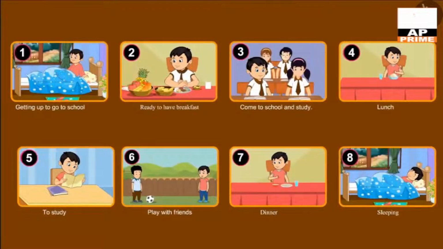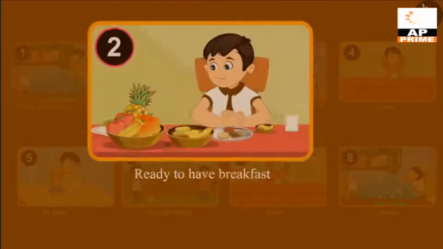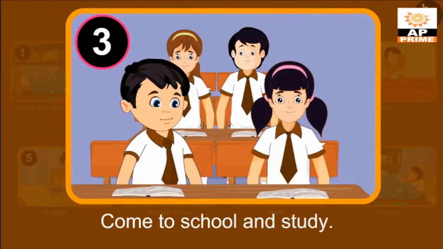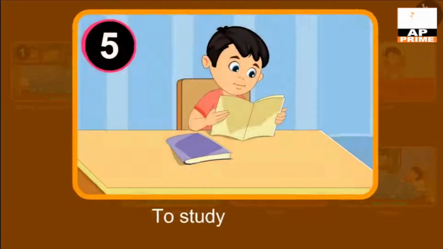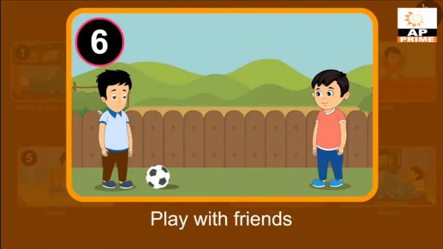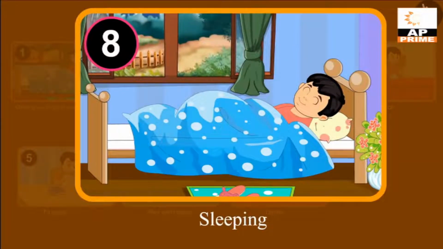Chotu got up early in the morning to go to school. Then he got ready and had breakfast. After that, he went to school and studied. Then he came back from school in the afternoon and had food. And then he studied again. After studying, he went to play with his friends. And then he went to sleep after having dinner.